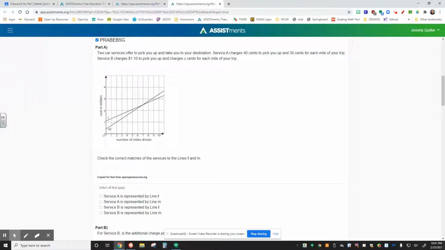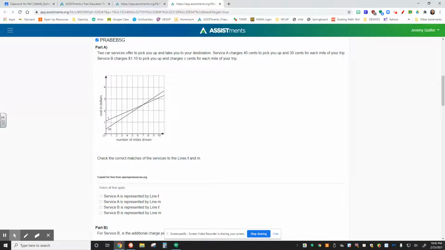Two-car services. So we're going to go to this one. Two-car services offer a pick you up and take you to your destination. Service A charges 40 cents to pick you up and 30 cents for each mile of your trip. Service B charges $1.10 to pick you up and charges C cents for each mile of your trip. We're supposed to check the correct matches of the services in lines L and M. So we're talking about these lines here.